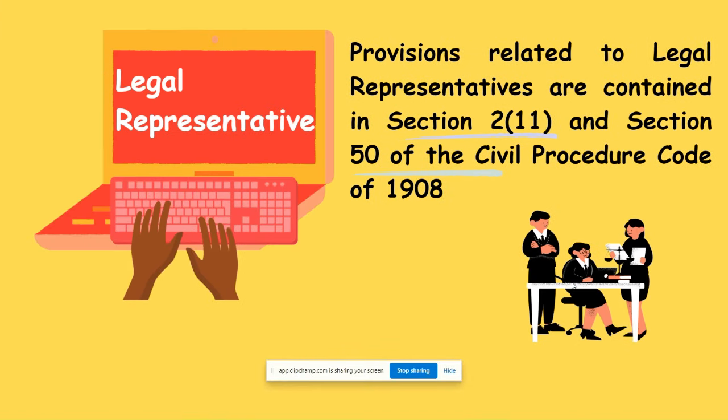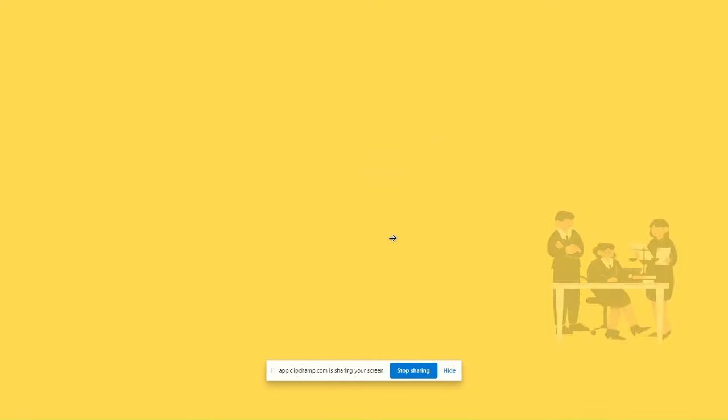We proceed to the next, we will talk about legal representative. Legal representative is a very important term, and the provisions related to legal representatives are contained in section 2 subsection 11 and section 50 of the Code of Civil Procedure. So section 2 subsection 11 and section 50 are what we are seeing here.